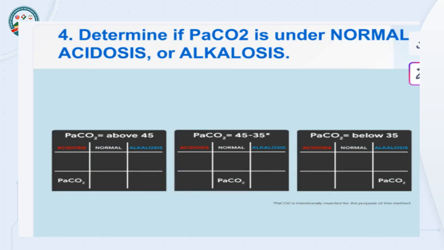Remember, its direction is inverted compared to pH. If PaCO₂ is above 45, it means acidosis, too much CO2 retained. If PaCO₂ is below 35, it means alkalosis, too much CO2 blown off. If it's between 35 and 45, it's normal. So be careful. PaCO₂ works in the opposite way compared to pH.